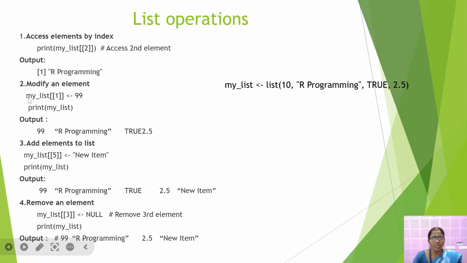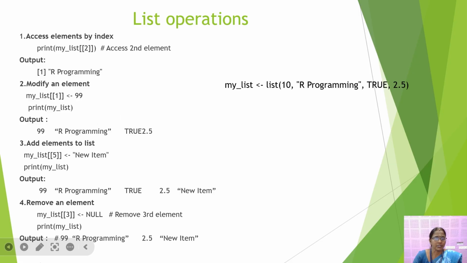10 is placed in the first location, so the index value for the 10 is 1. I have to give the command like my list of 1. Here 1 represents the first element, that is 10. Here 10 can be replaced by 99. Okay, the output is like this: 99, R programming, true and then 2.5. So 10 can be replaced by 99.